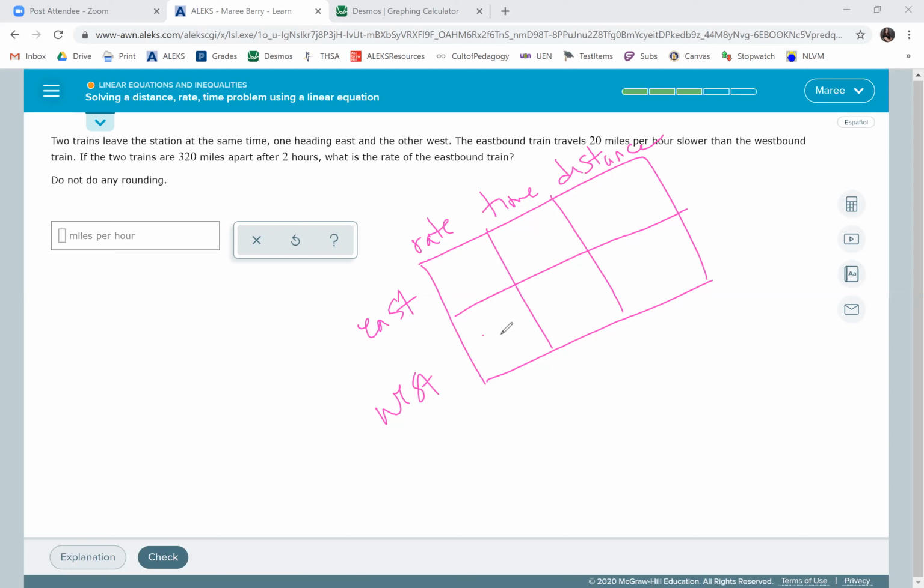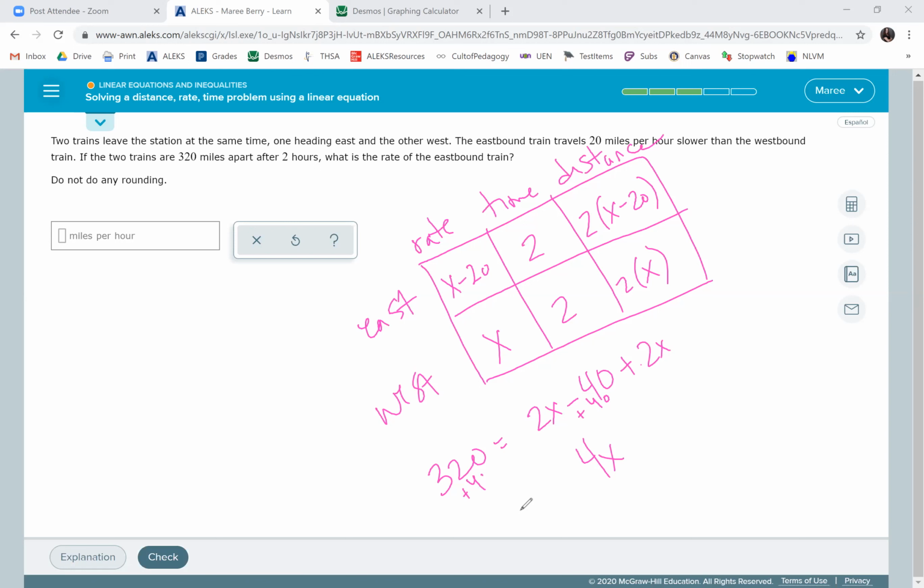So if the rate of the westbound is X, then this is X minus 20. We know that the time was 2 hours. So the distance is 2 times X minus 20, 2 times X. And we know that when we add those together, we're going to get 320 miles. So we have 2X minus 40. I just did distributive property. So we have 4X. I'm going to add 40 to both sides. Is 360. When I divide by 4, it's going to give me X is 90.